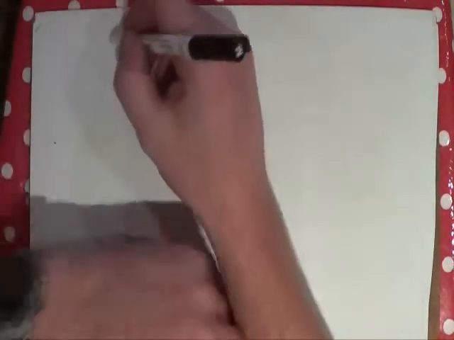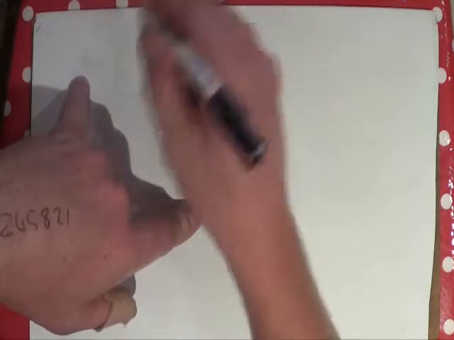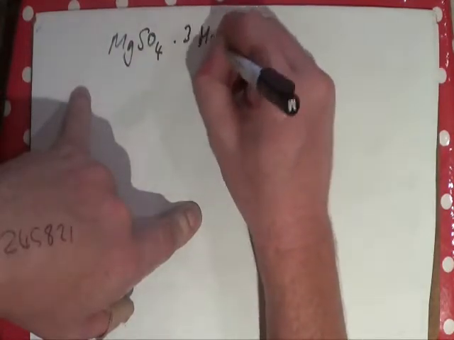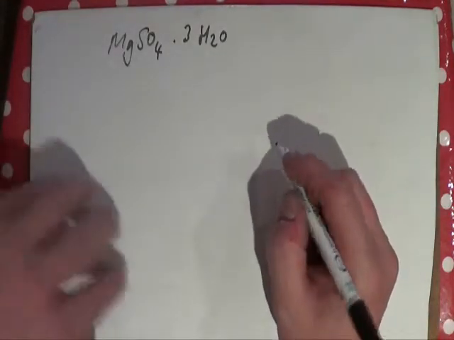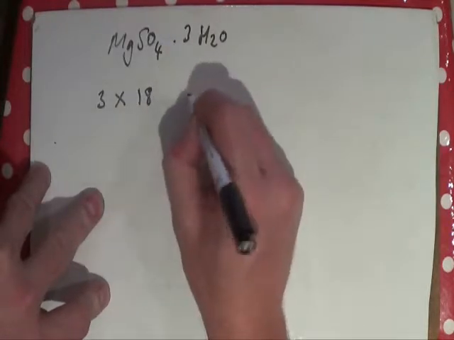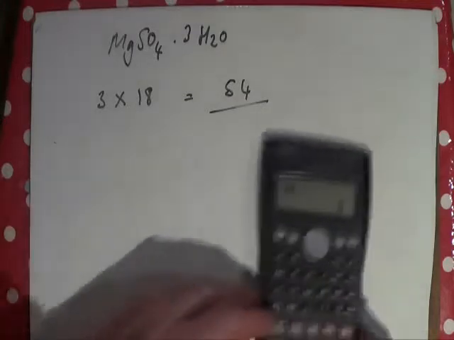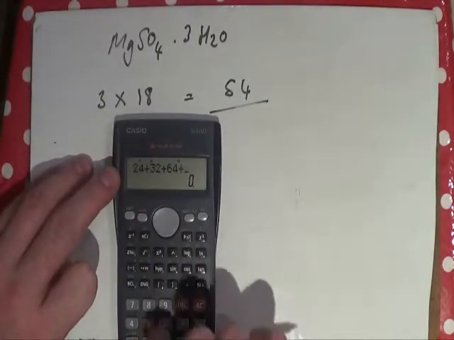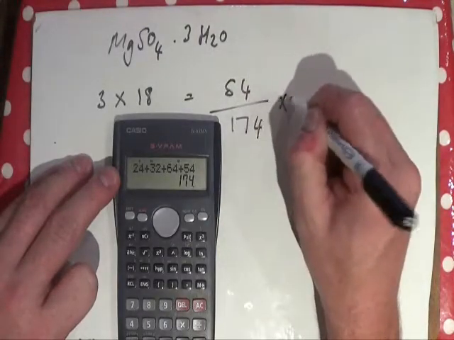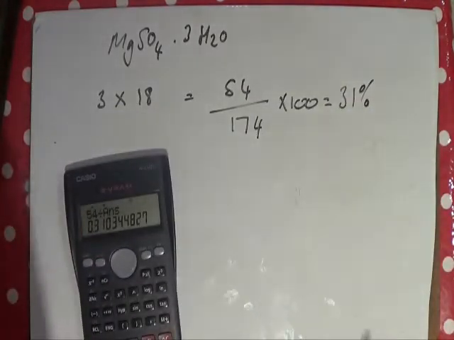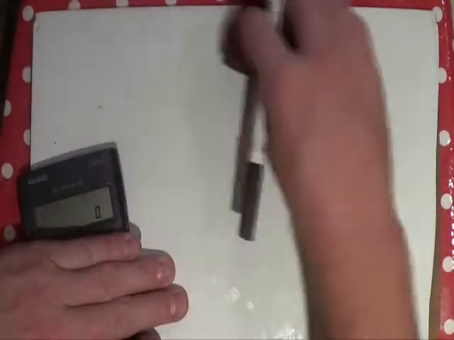Okay, so if we take an example of, let's say, magnesium sulfate, 3H2O. Again we work out the mass of the water in it. So the moles of the water is 3 multiplied by 18, so that's 54, and the mass of the entire thing then is the mass of magnesium, which is 24, plus our sulfur, plus our 4 oxygens, plus, don't forget to put the water in. So that gives us 31%.